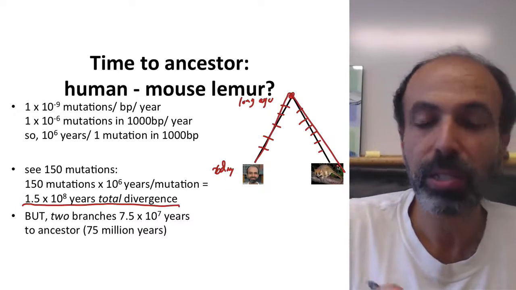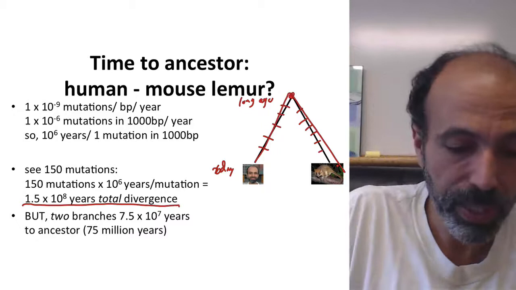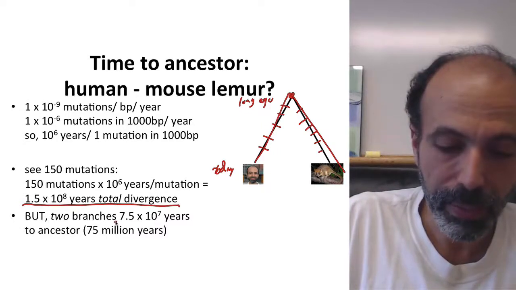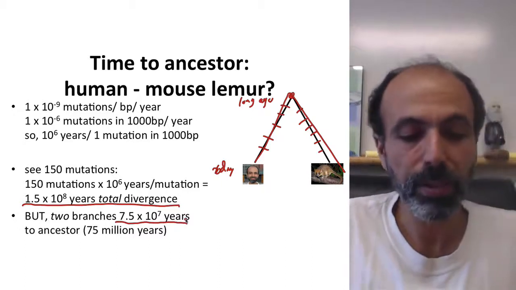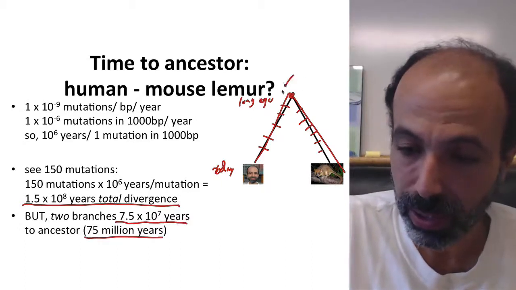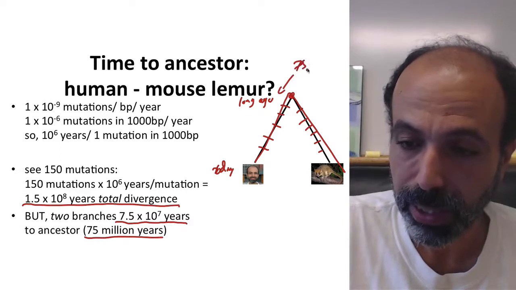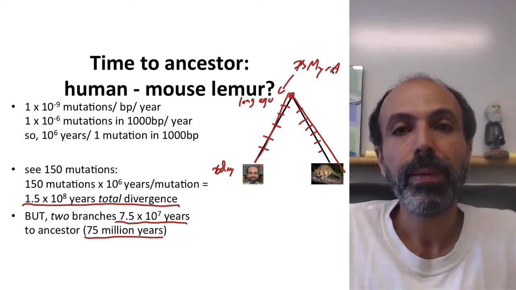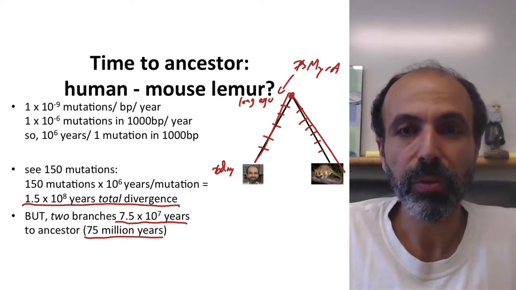So what we need to do is we actually need to divide by 2. So we take 1.5 times 10 to the 8th years, divided by 2, and that becomes 7.5 times 10 to the 7th years. Or the time to the ancestor would be 75 million years ago. So as long ago we can say is roughly 75 million years ago. Okay? Take a second just to look that over. And I'll give you one to try on your own.